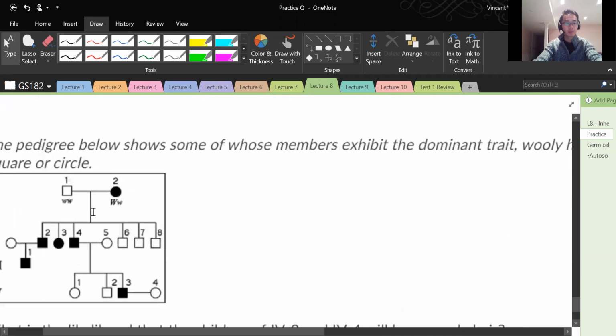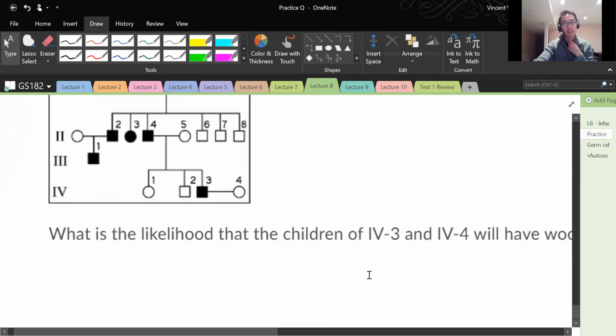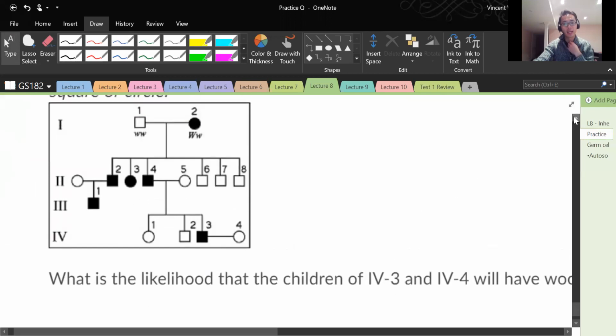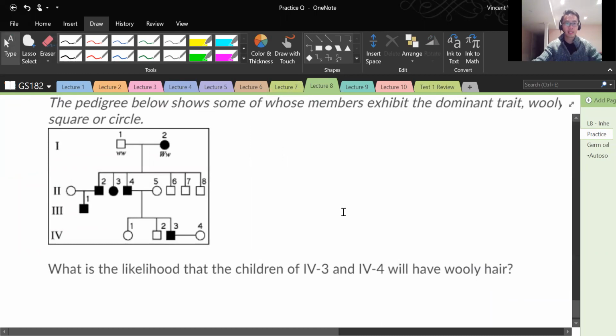Here's the pedigree. Just gonna zoom in. The question asks, what is the likelihood that the children of 4-3, so 4-3 means you look at generation number 4, and then individual number 3 and individual number 4. What's the chance that their kids will have the trait? Okay, the trait is the big W here. It's a dominant trait if you read the question.